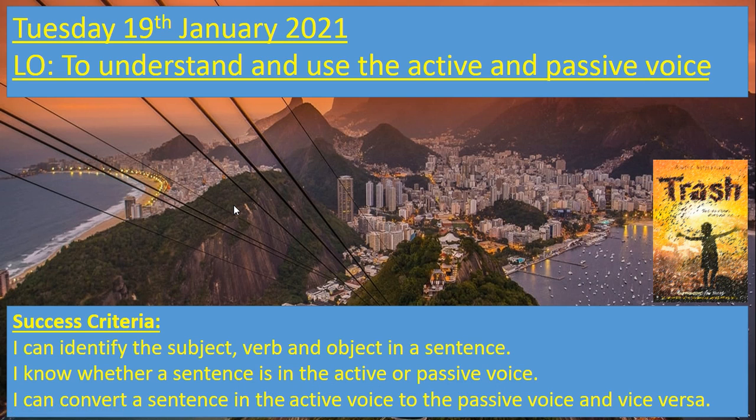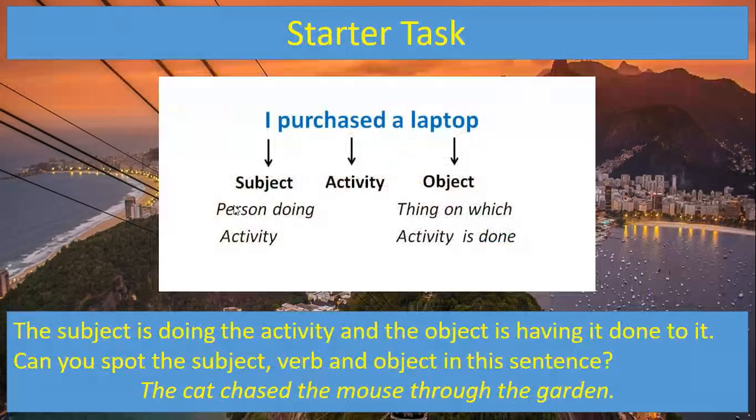Today we're going to look at understanding and using the active and passive voice. It is something we've covered through discrete grammar lessons previously, but today's is going to be tied into our Brazil geography English work. So I want you to be able to identify the subject, verb and object in a sentence. I want you to know whether a sentence is in the active or passive voice, and then I want you to be able to convert sentences from the active to the passive voice and vice versa.